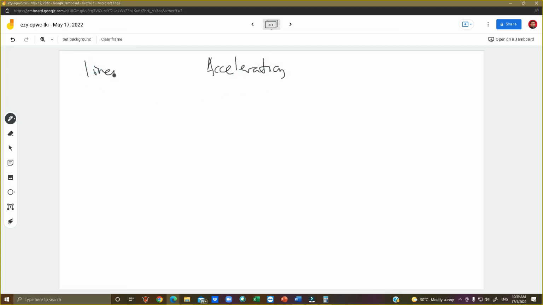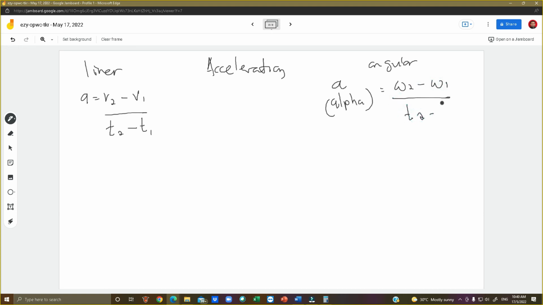In linear, we describe acceleration as velocity final minus velocity initial divided by time final minus time initial. Same as velocity, the case is similar. For angular, benda dia sama. Cuma angular, we name it as alpha. A juga tapi ada echo. Okay, this is known as alpha. So, alpha equals omega final minus omega initial over time final minus time initial. Nampak tak? Benda yang sama. Benda yang sama.